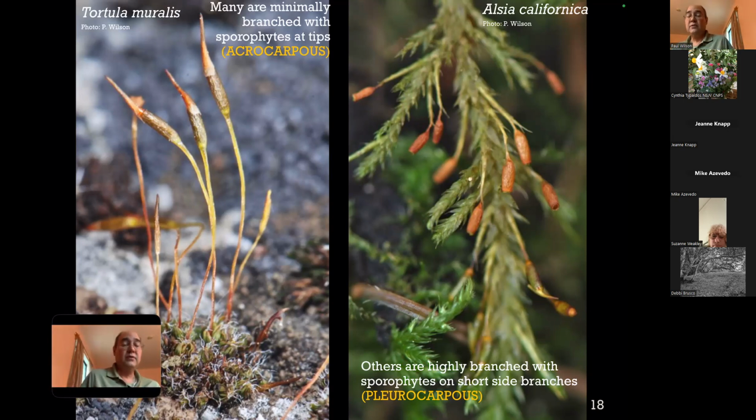Whereas there's a great big species-rich group called pleurocarps, and those pleurocarps have sporophytes that are on short, specialized side branches. And so pleurocarps tend to be very highly branched and regularly branched. So your typical feather moss is a pleurocarp. And these are mosses that radiated in the shadow of angiosperms during the Cretaceous, back in the time of the dinosaurs, the latter days of the dinosaurs.